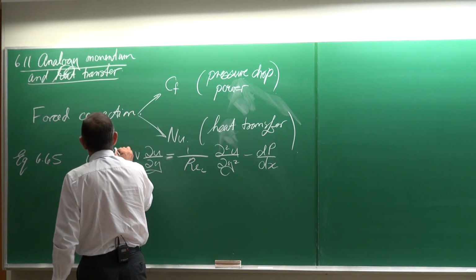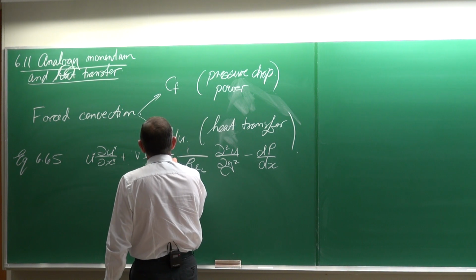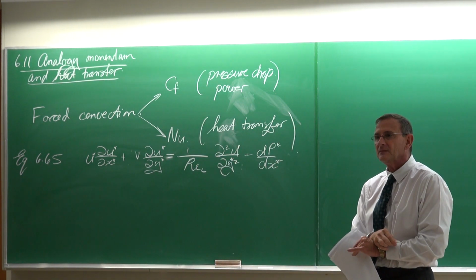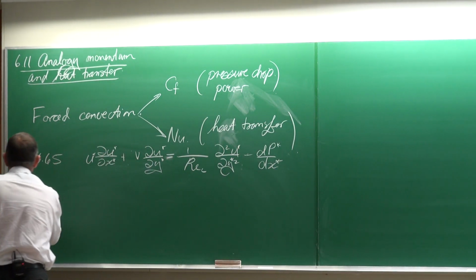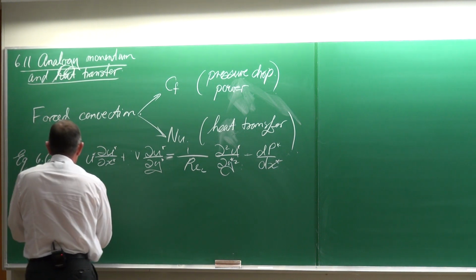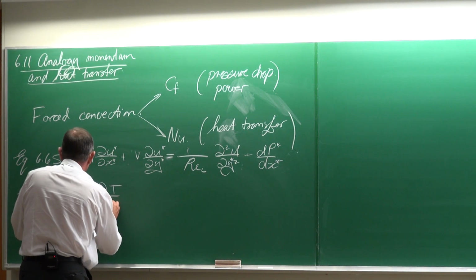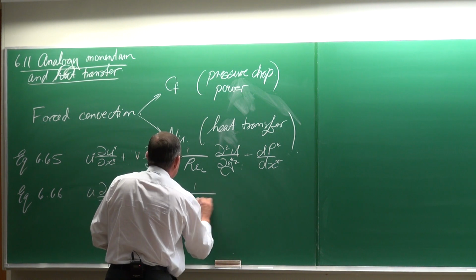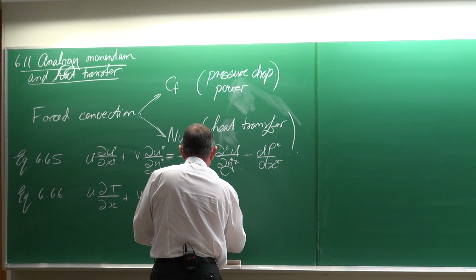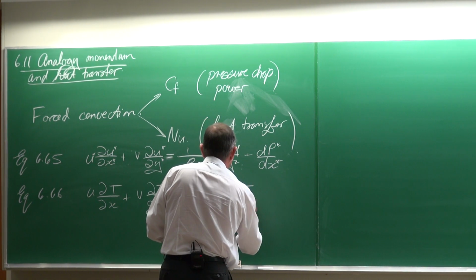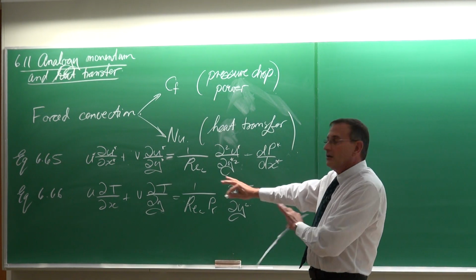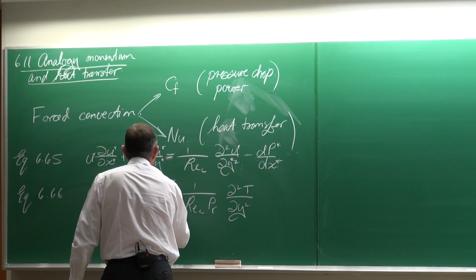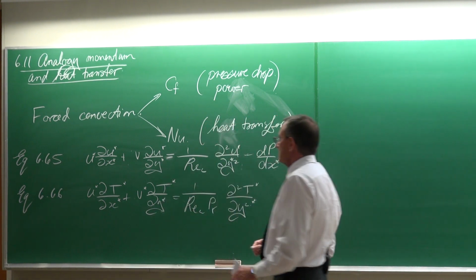Now this is not exactly how the equation looks. What has happened in the previous paragraph is that all this has been non-dimensionalized, and that is what the star is for. The detail is not important now. And then equation 6.66 is the energy equation, and it looks like this: u ∂T*/∂x* plus v ∂T*/∂y* is equal to 1 divided by the Reynolds number times the Prandtl number, multiplied by ∂²T*/∂y*². Again, this equation has been non-dimensionalized, so the velocity is the non-dimensionalized velocity, and the same with the temperatures, just like in the previous equation.